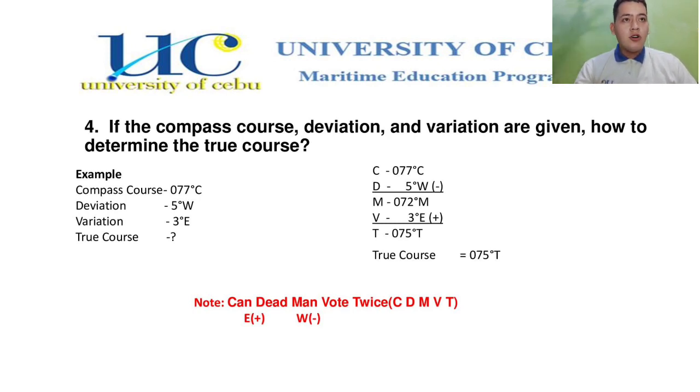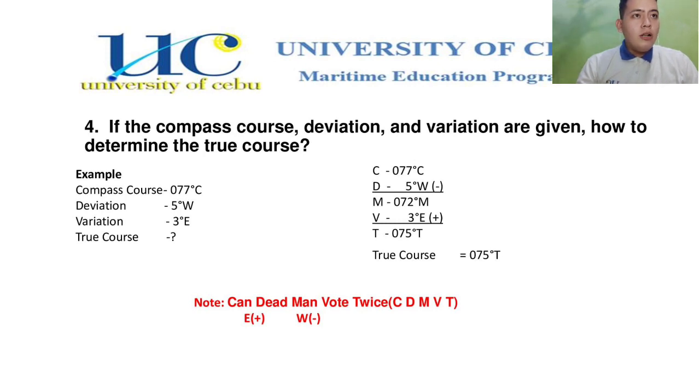We have the compass course of 077 degrees, deviation of 5 degrees west, variation of 3 degrees east, and we are going to look for our true course. So we should put the following values in the format. We should also keep in mind that there are rules in applying this format. If the direction is east, we should add it, and if the direction is west, we should subtract it.